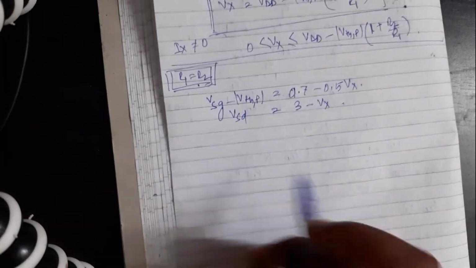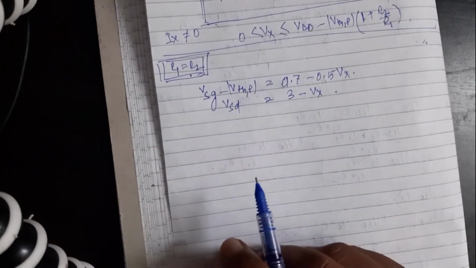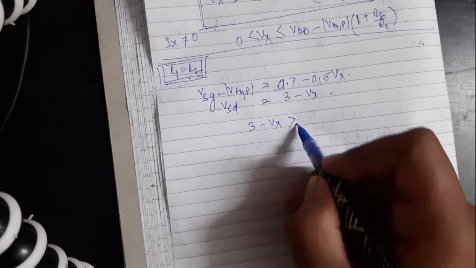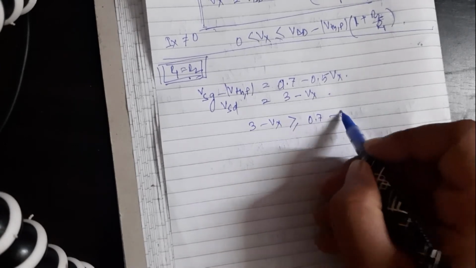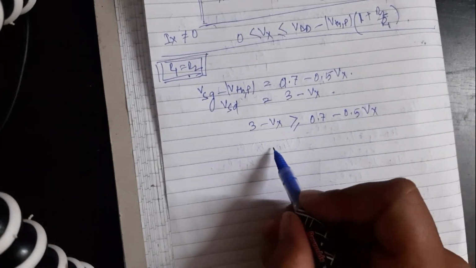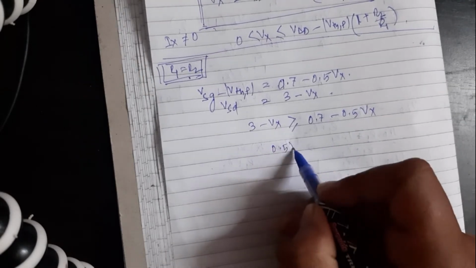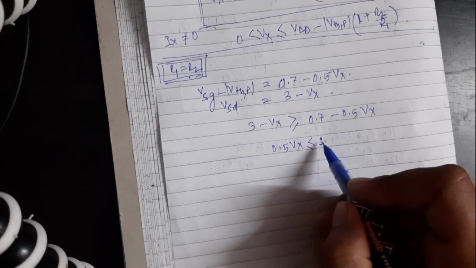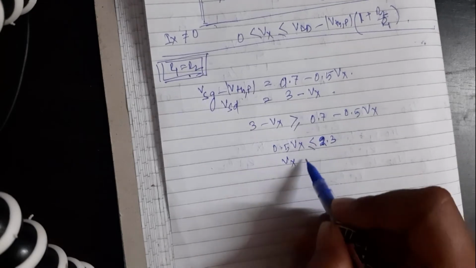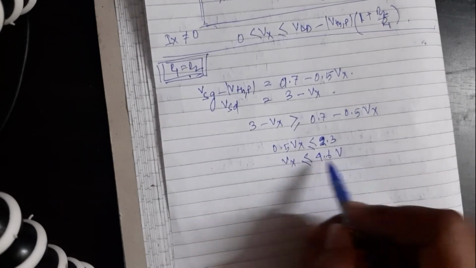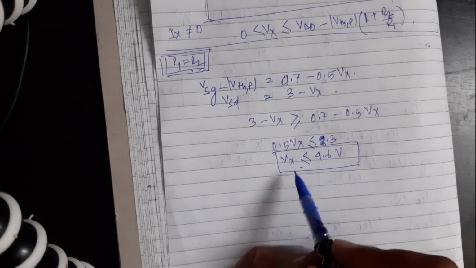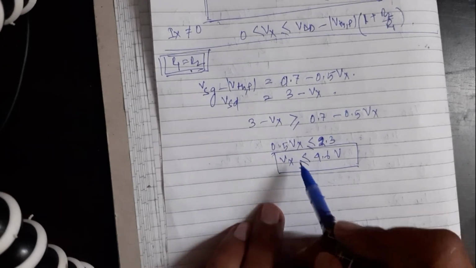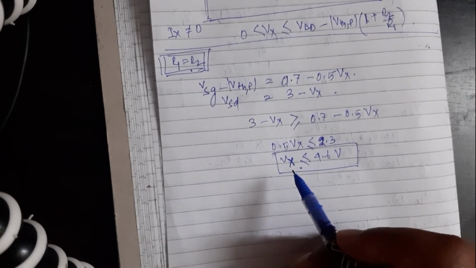Let us find out the range of Vx for which the transistor is in saturation. To find that out, 3 minus Vx should be greater than or equal to 0.7 minus 0.5 Vx, or 0.5 Vx must be less than or equal to 2.3, or Vx must be less than or equal to 4.6 volt. So this equation, along with the equation where the current is non-zero, essentially tells us that the transistor will never go to the triode region, right?